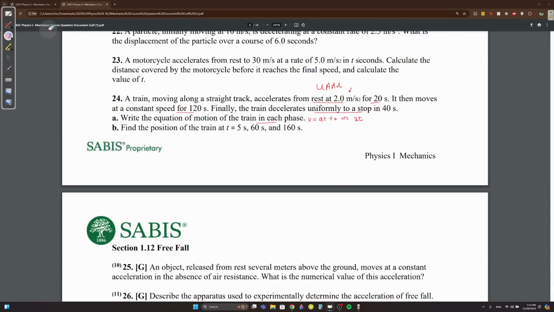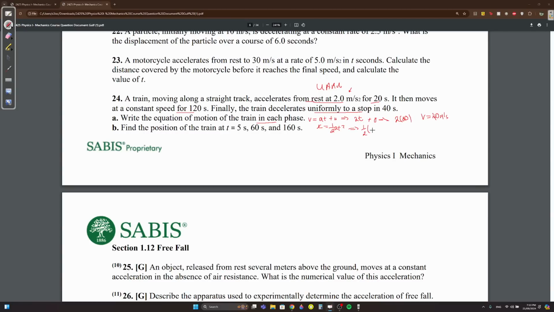So I guess we could say 2t plus u, since it's from rest, it's plus 0. We know that t is 20, so 2 times 20. So you get v equals 40 meters per second. And then just write x equals, we also want x, half at squared. And u is 0 and x naught is 0, so we're just going to keep it as half at squared.